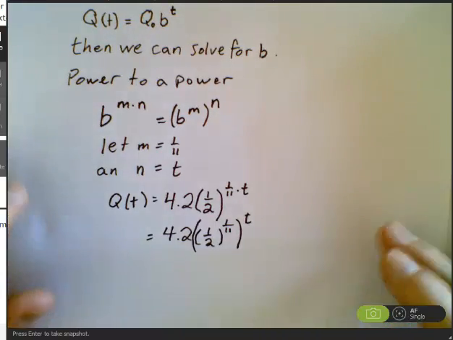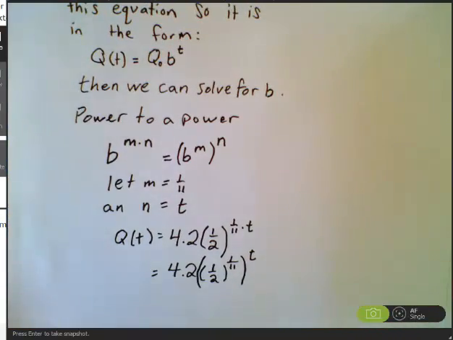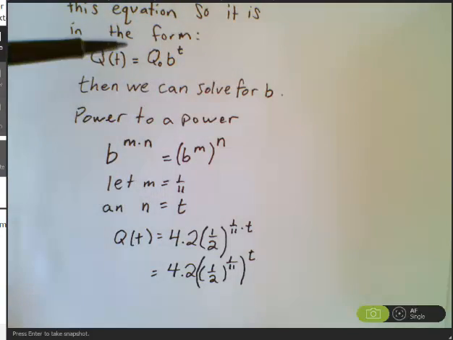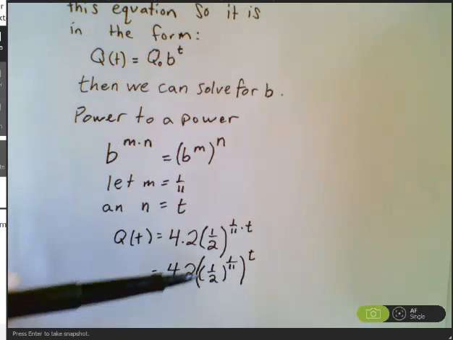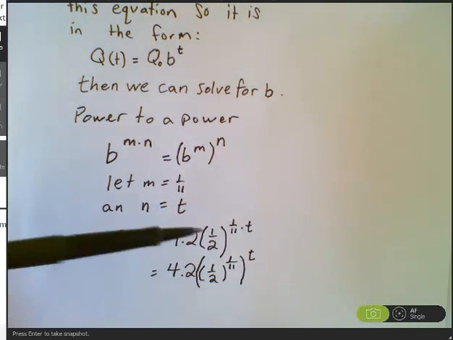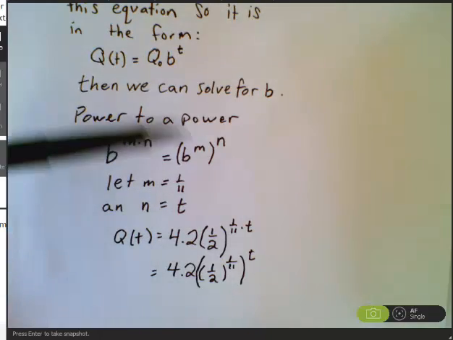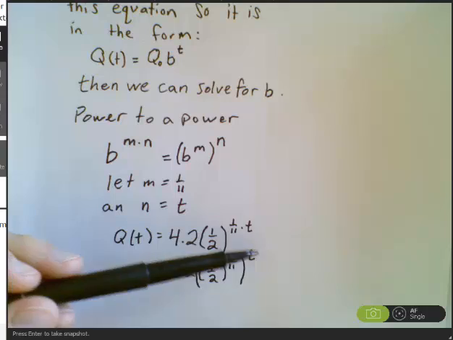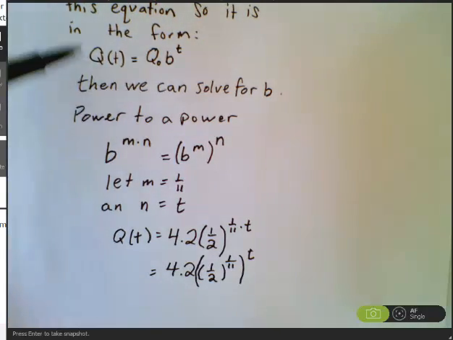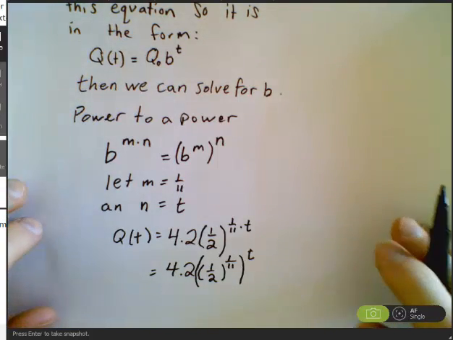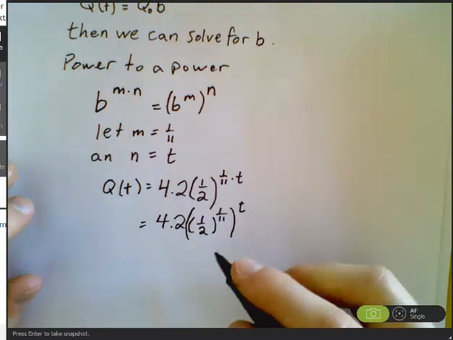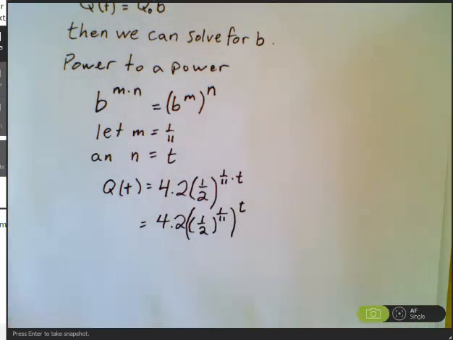So now if we go back to what we're looking for, we want this to be rewritten in the form q naught times b to the t so we can solve for b. 4.2 represents q naught, and then 1/2 to the 1 over 11 represents b, and then we have it to the t power as desired. So now all I have to do is calculate what 1/2 to the 1 over 11 is in my calculator.